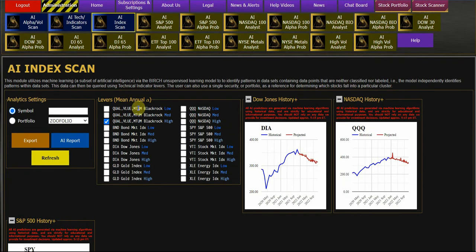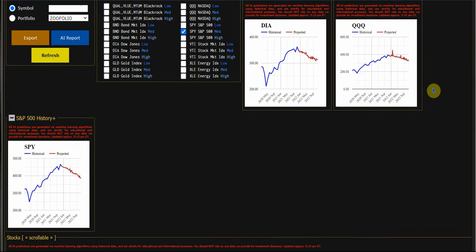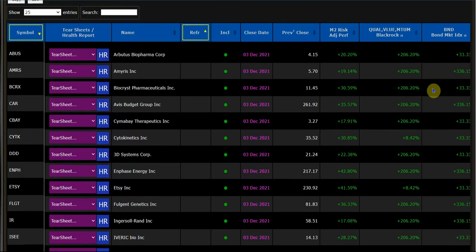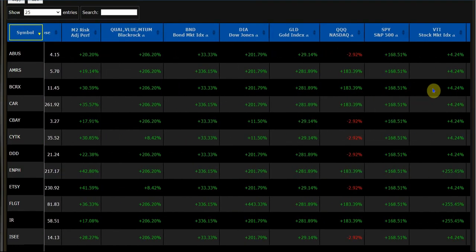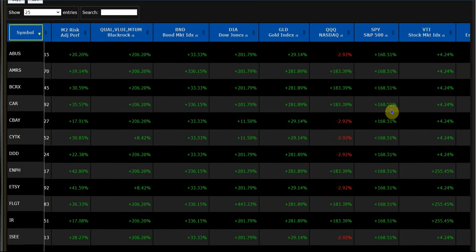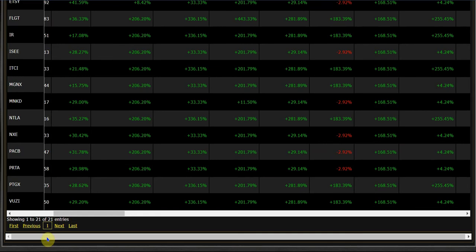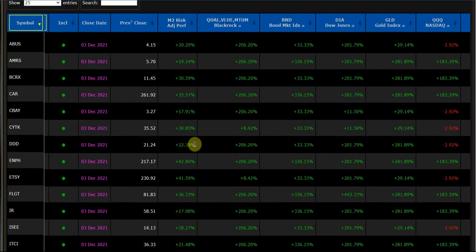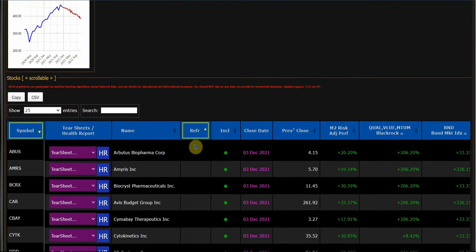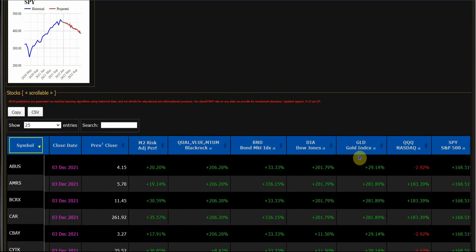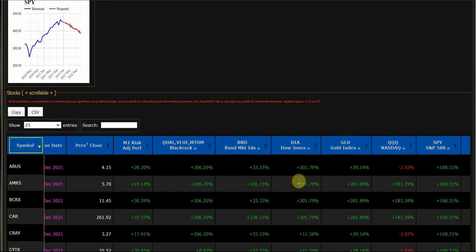So as simple as that, I could also go in here and I could say for SPY 500, let's look at medium return, which stocks fall in those clusters, and we can see here there are a number of different stocks. And if I scroll over to SPY 500, we can see that that falls in the cluster of 168.51%, and all the other stocks that fall within that same cluster are in here, and that's roughly 21 different stocks. So it's a nice way to query and look at the different clusters and how those stocks are basically generating alpha against those different indexes.